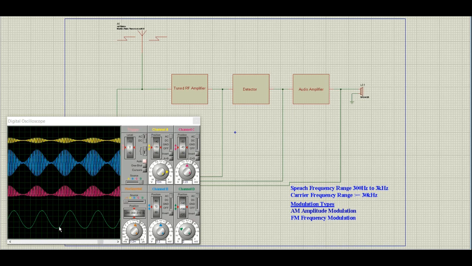Okay, this completes my demonstration of a basic receiver.